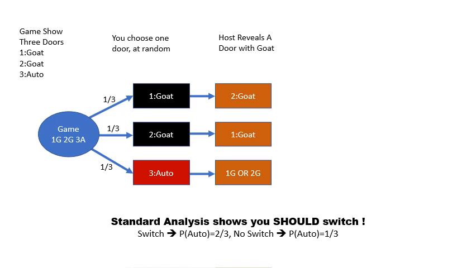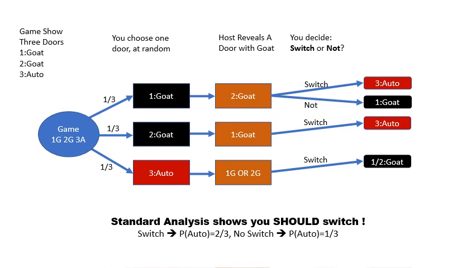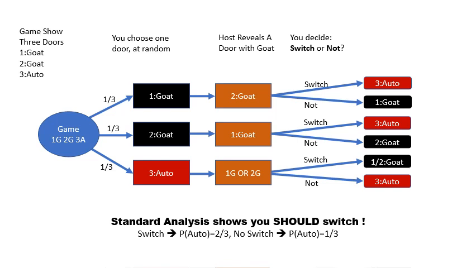Now what happens if you switch? You have to decide whether or not to switch. So in the first option, if you switch, you get the automobile. In the second option, if you switch, you get the automobile. But in the third option, you get a goat. On the other hand, if you don't switch, you remain with your goat in the first option, you remain with your goat in the second option, and you remain with your automobile prize in the third option. So if you don't switch, you have a 1/3 probability of winning the automobile. But it seems that you should switch because in 2 cases out of 3, you win the automobile by switching.